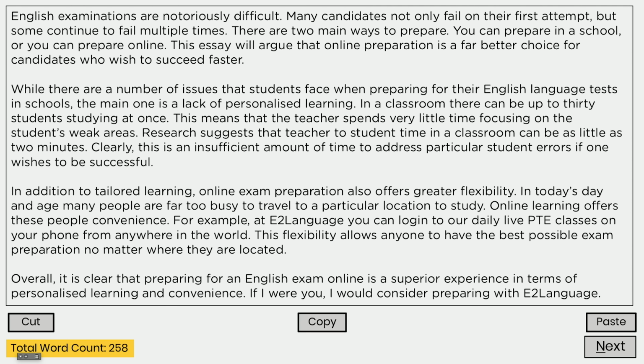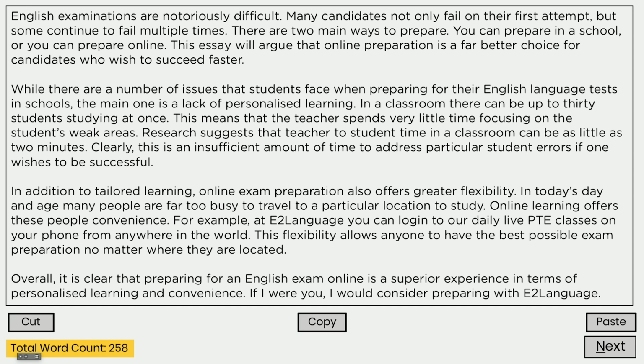So I wrote, English examinations are notoriously difficult. Many candidates not only fail on their first attempt, but some continue to fail multiple times. There are two main ways to prepare. You can prepare in a school or you can prepare online. This essay will argue that online preparation is a far better choice for candidates who wish to succeed faster.